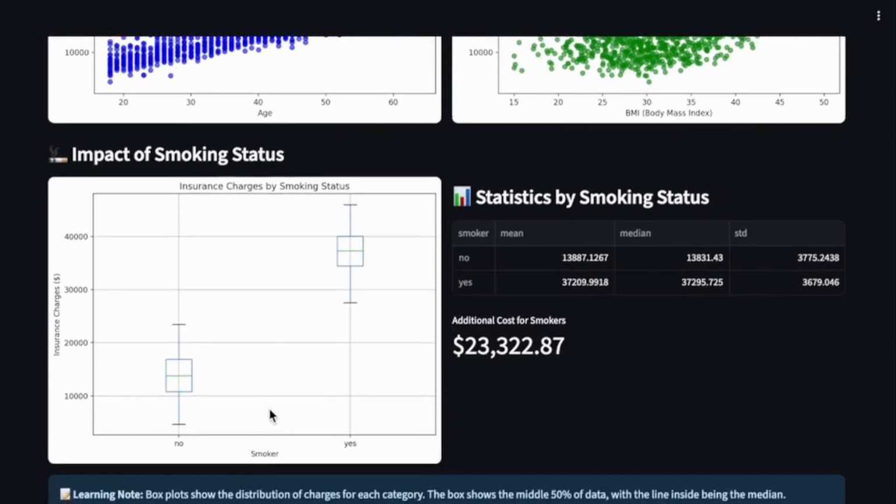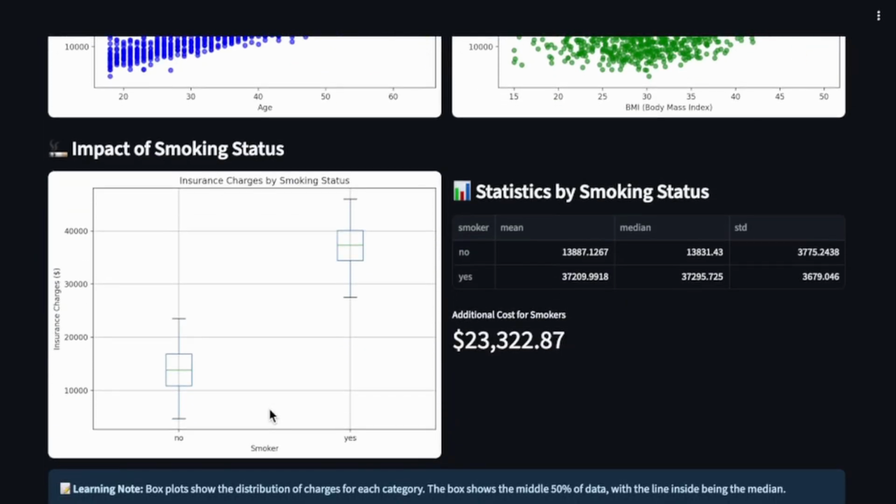Now, if we look at this again, the smoker status, that is huge. This box plot shows the range: if you're not a smoker, most of the values fall in this lower insurance range. And the dashed line to the upper dashed line, that's the 25th percentile to the 75th percentile, so where most of the values fall. But you can see on the right side, if you are a smoker, significantly higher cost.